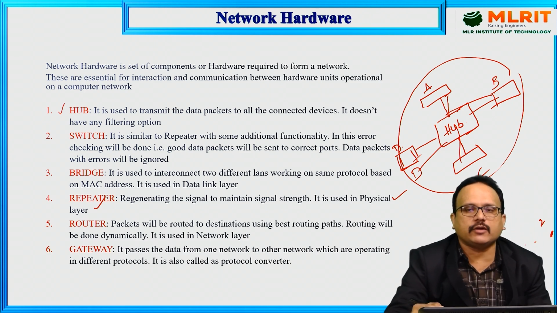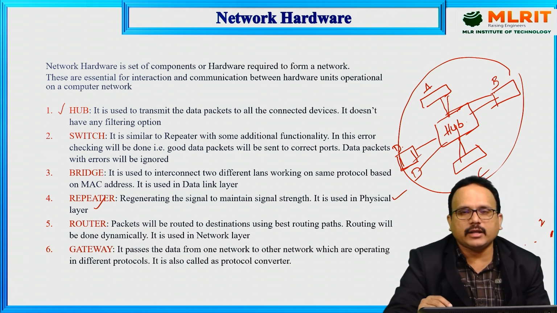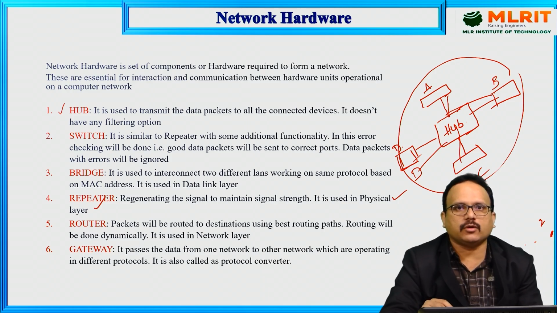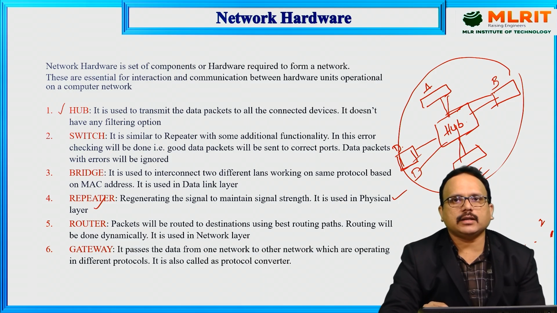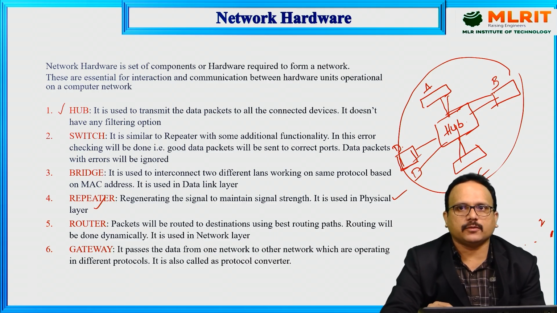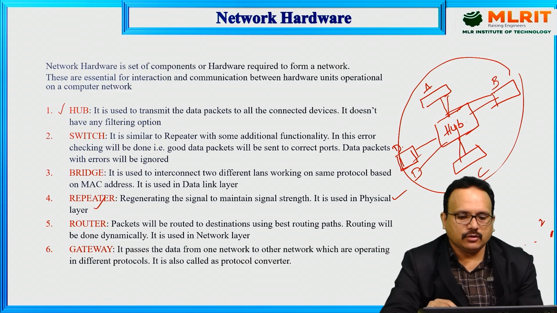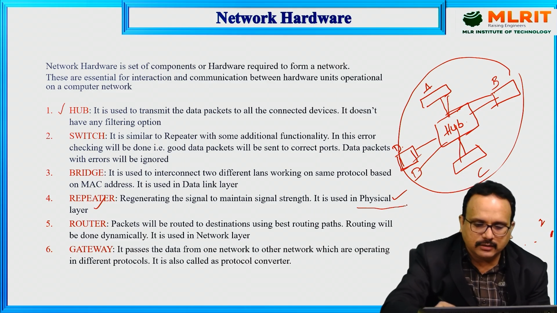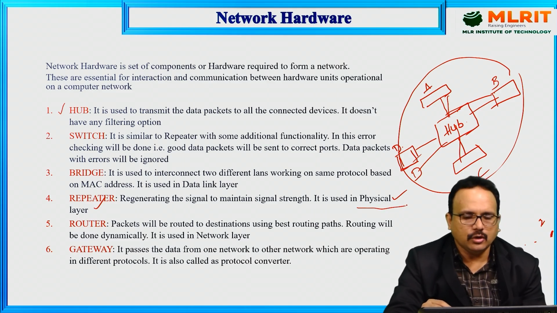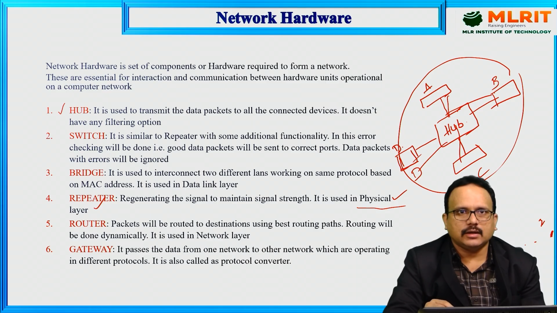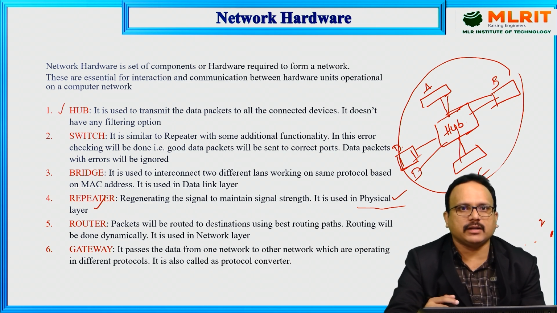All these networking devices must operate in one of the layers in the OSI model. So we have 7 layers in the OSI model: physical layer, data link layer, network layer, transport layer, session layer, presentation layer, and application layer. This repeater works in the physical layer. The main purpose of the repeater is to regenerate the signal. Whenever the signal strength gets reduced, to compensate for that, we use a network hardware device called a repeater.